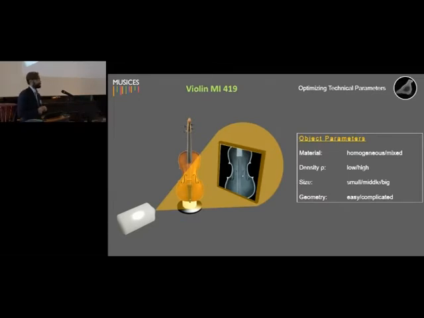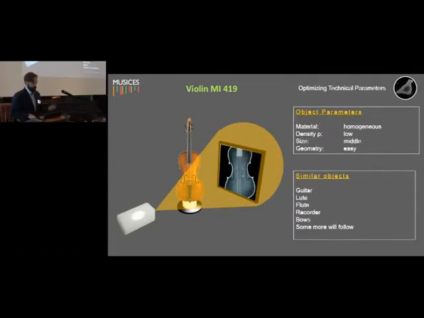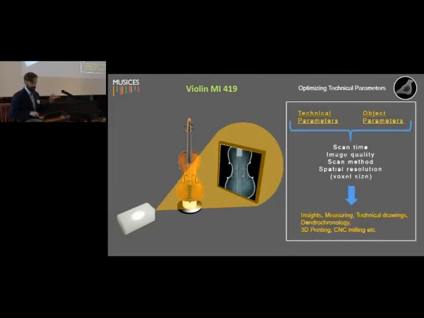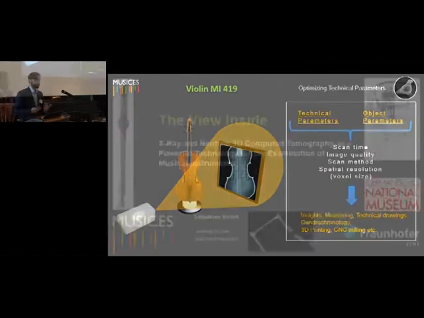So there are a lot of technical parameters in this scan, but we also have a lot of object parameters. It depends on the material of the object. The density can be low or high. It can be metal or wood. It can be a small instrument or a big instrument, a thick instrument or a very thin instrument. And it can be a very easy geometry, or it can be very complicated, where you have thick and thin parts together. All these object parameters and the technical parameters determine at the end the quality of the scan.